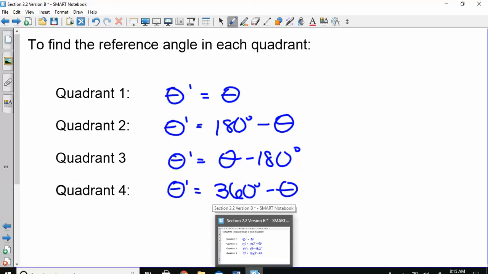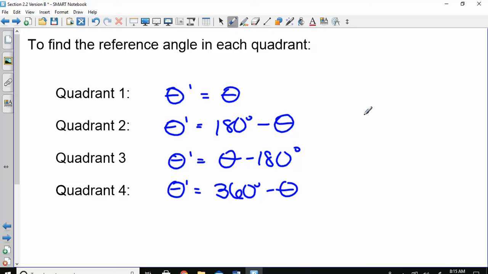So this isn't necessarily something where you have to go home and study what to do in each quadrant. We figured it out on the previous slide without having these rules. I'm just generalizing how we got to each piece. Are there any questions there?